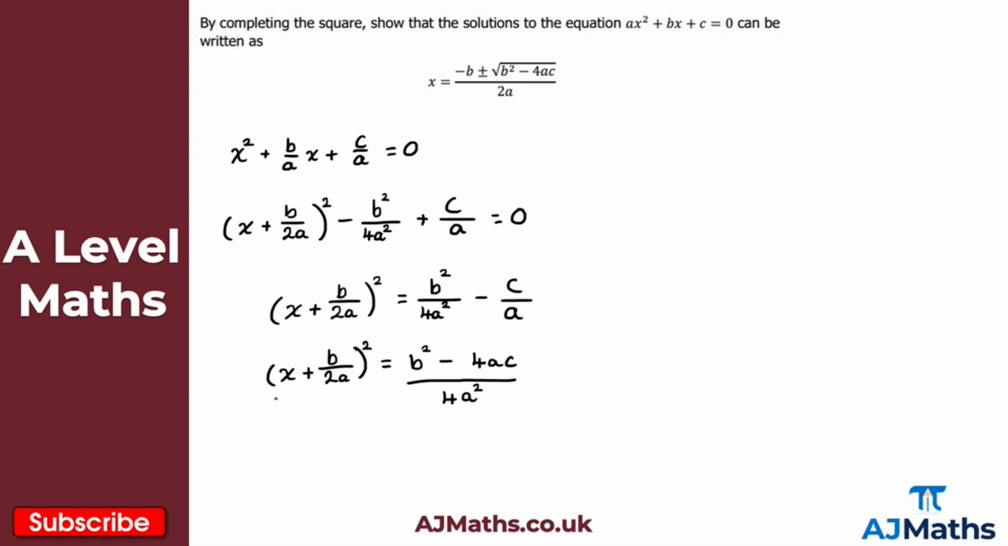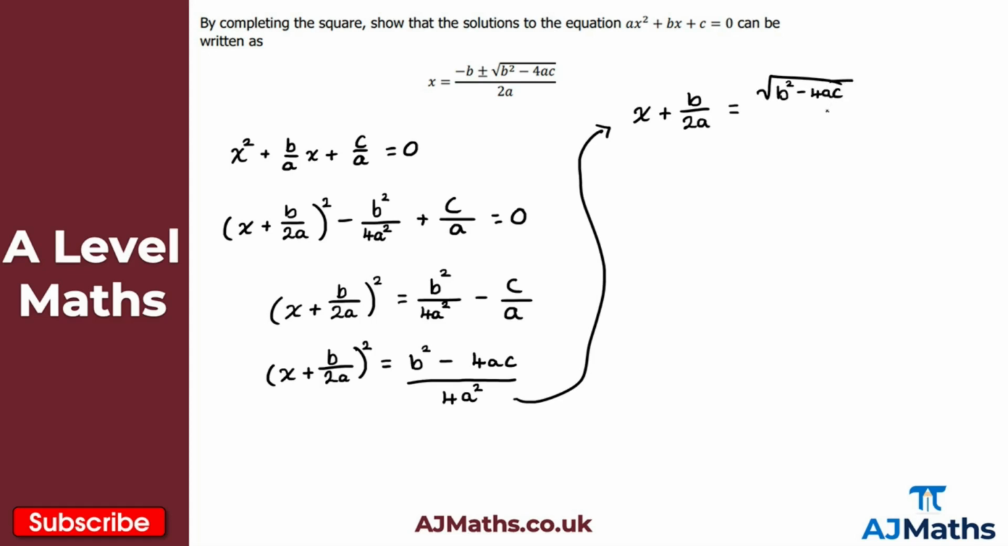Now, remember, we're rearranging for x here, making x the subject, so I need to get rid of this square. To do that, we're going to square root both sides. So let's go back to the top here. If I square root both sides, I get x plus b over 2a on my left-hand side. And on the right-hand side, be very careful here. Taking the square root of this expression is the same as taking the square root of the numerator over the square root of the denominator. So the square root of the numerator would be the square root of b squared minus 4ac.